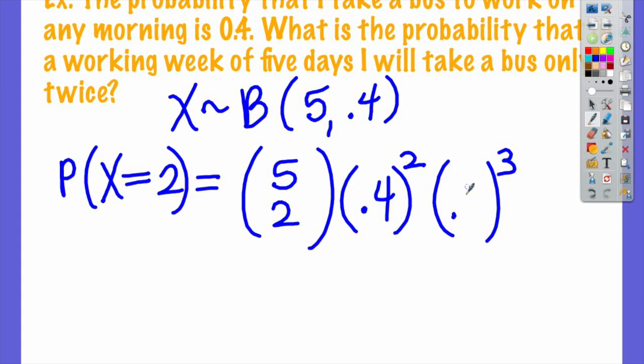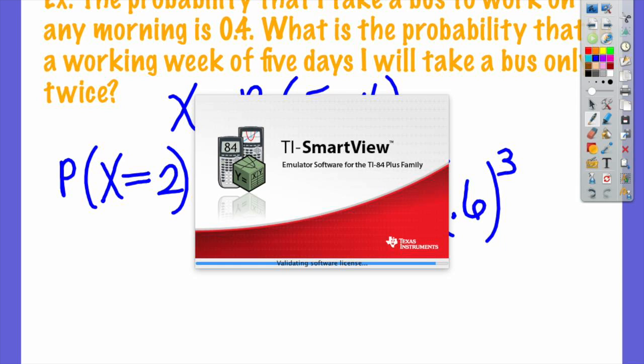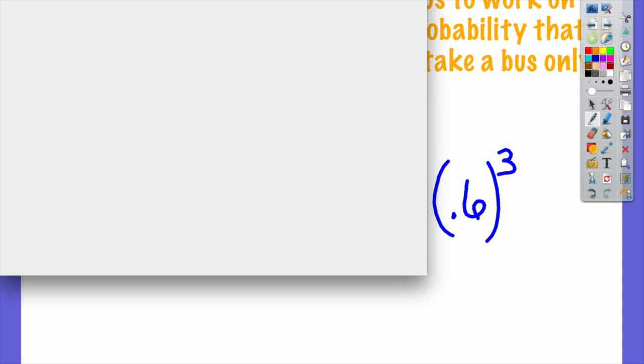And it will be 0.6 because the probability that I don't take the bus is the complement of the probability that I do take the bus. Okay? Now we can easily type this into our calculator, yes? Remember, the first one's the only one we're doing by hand. This one we'll use our calculator.